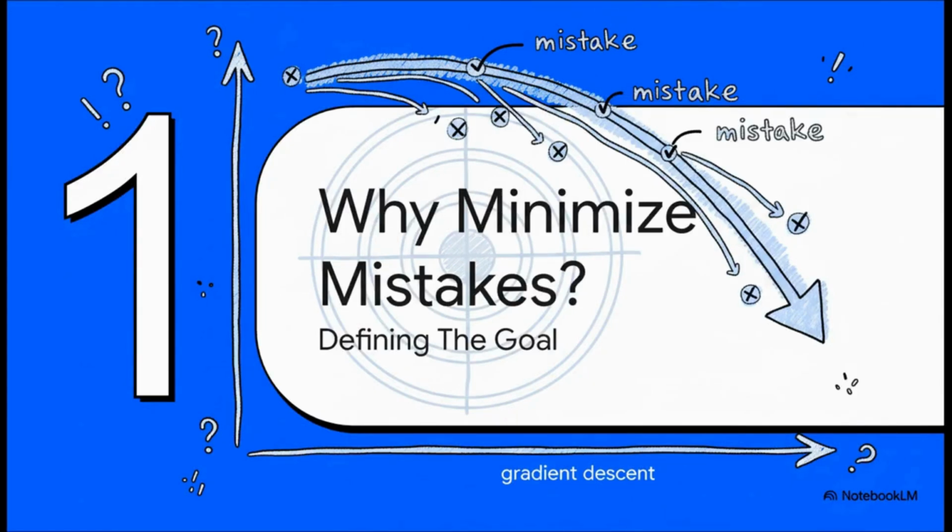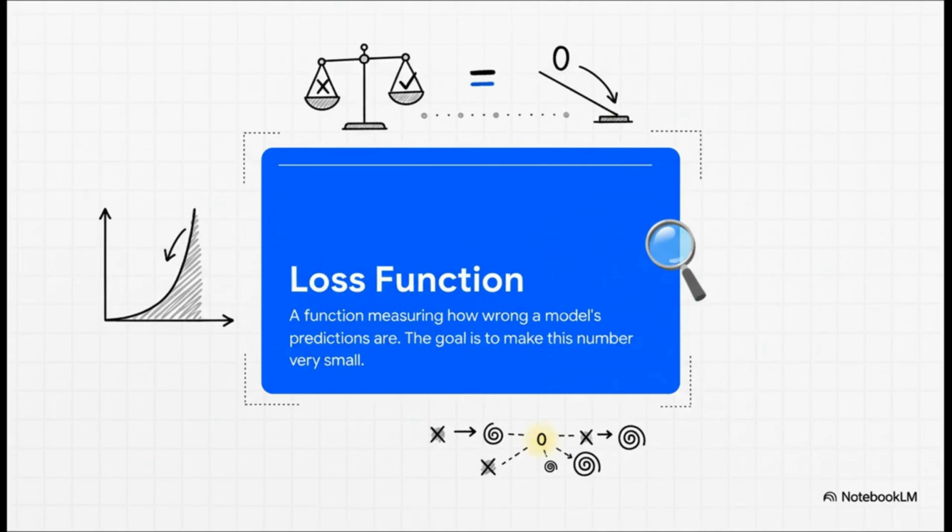Okay, so if it's all about taking steps to correct mistakes, first we have to be clear on what a mistake even is. This brings us to the fundamental goal of this whole thing, making mistakes as small as possible. In machine learning, we measure mistakes with something called a loss function. You can just think of it as a wrongness score. It looks at what the model predicted, compares it to the correct answer, and spits out a number. Big number, big mistake. Small number, you're getting warm. The whole game, literally the entire point of training, is to find the settings that get that loss number as close to zero as humanly or machinely possible.